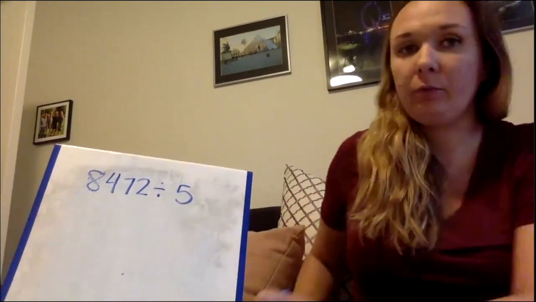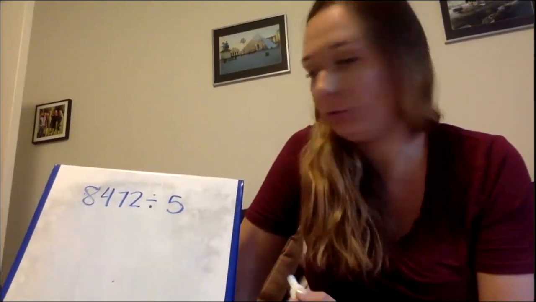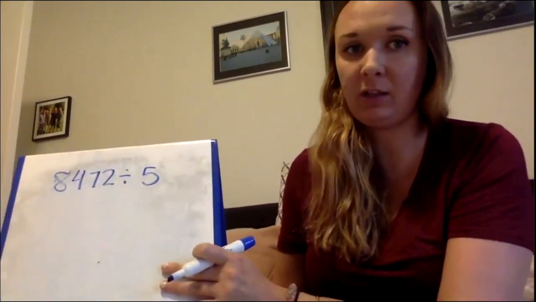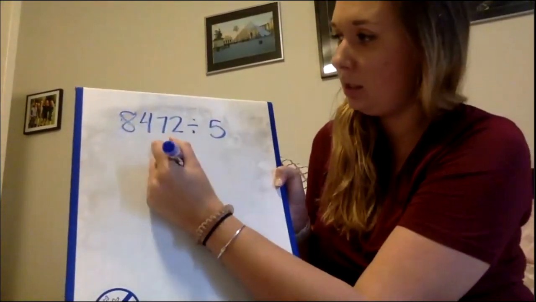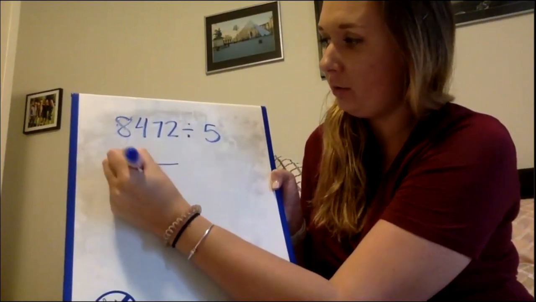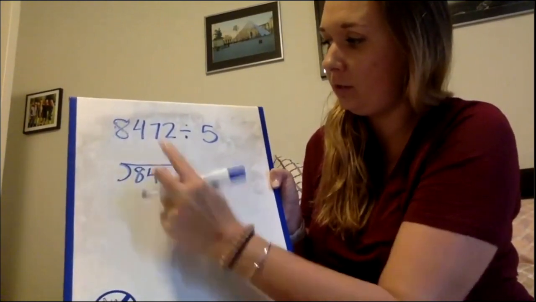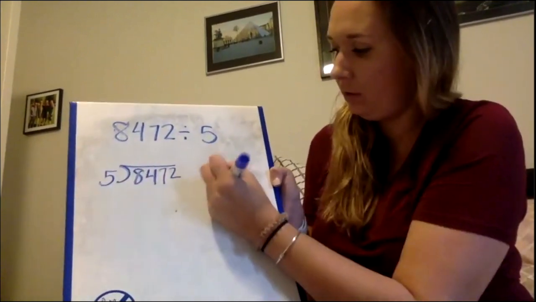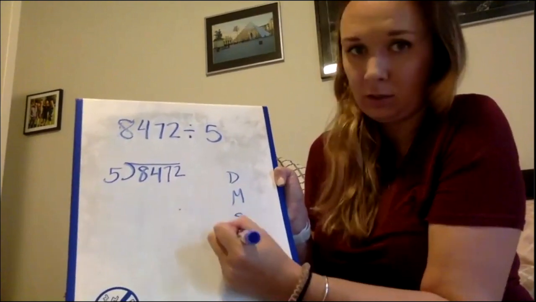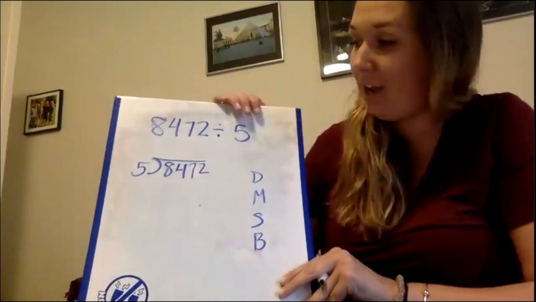All right, so we're going to review one with all the steps together so that you can follow along before you practice on your own. So we're going to solve 8,472 divided by 5. I want to write this in the long division algorithm. Don't forget my divide, multiply, subtract, bring down are my steps.